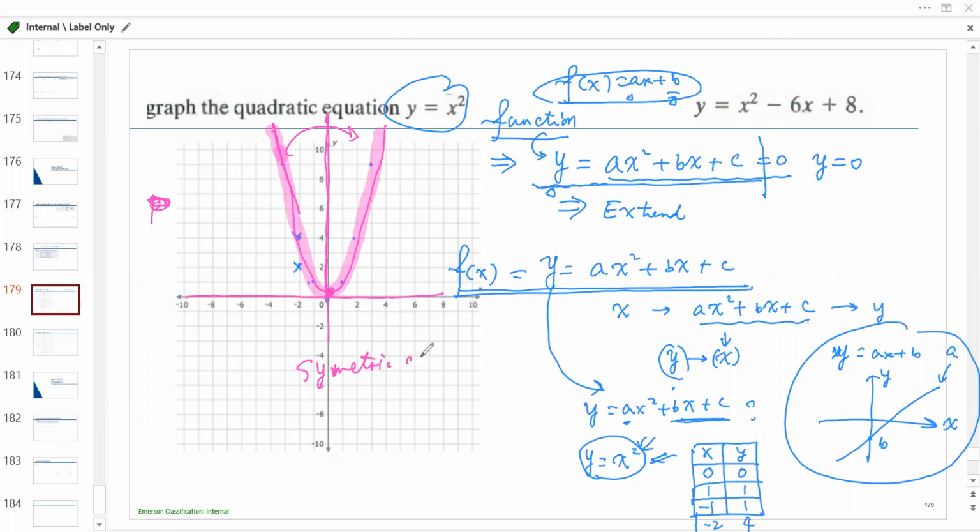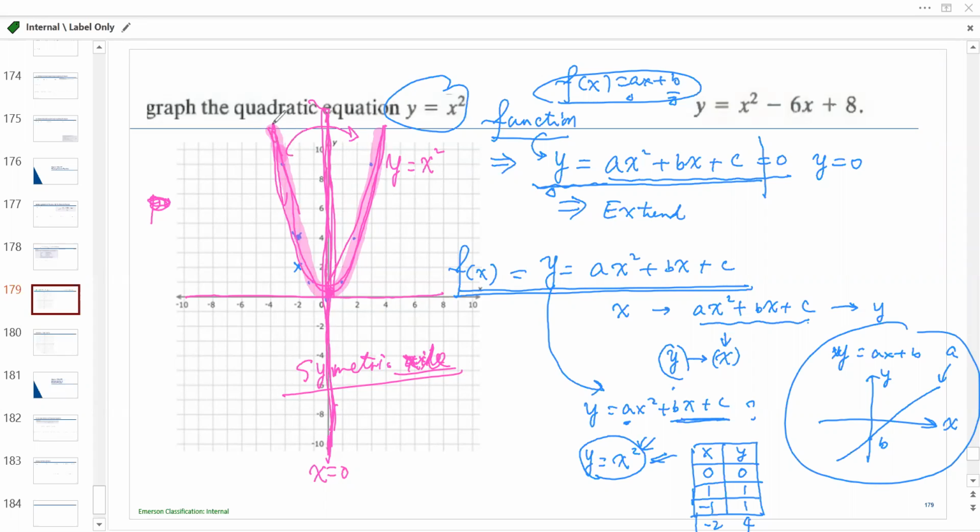This is the symmetric axis. So this line is a linear line. We call this line what? x equals 0, right? Did you see this is x equals 0? And actually this is the parabola, y equals x squared. You can curve this one.